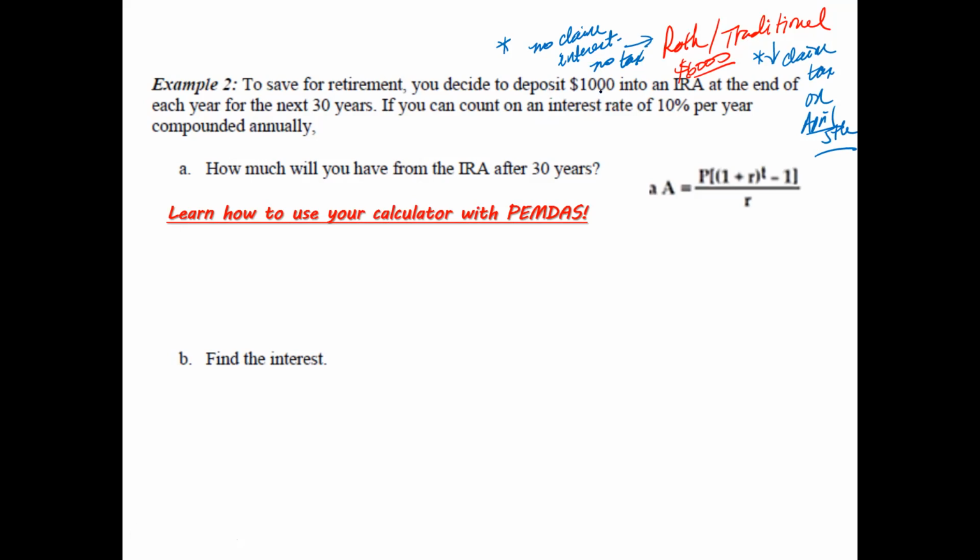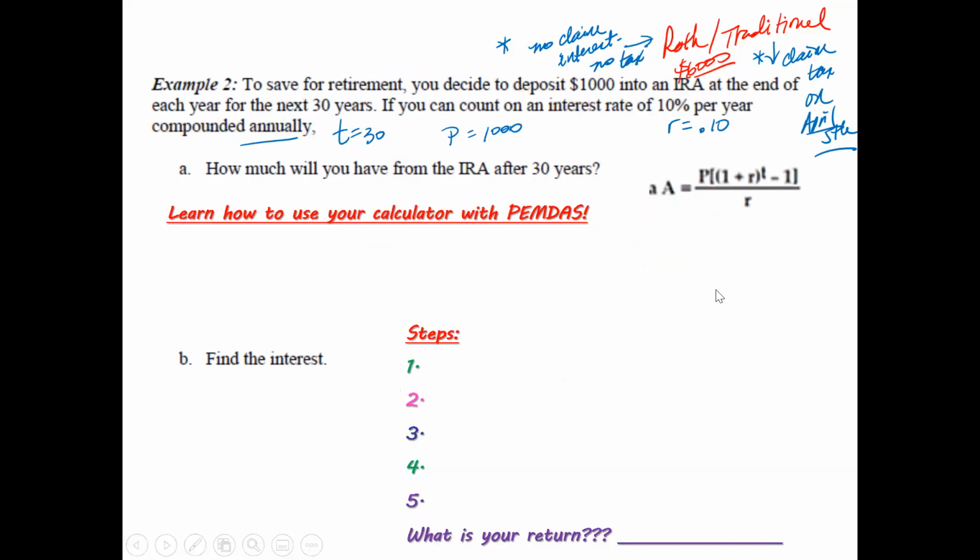Okay, so you're going to deposit $1,000. If you can count on interest of 10% per year, compounded annually for the next 30 years, and your principal is $1,000. Okay, so let's go ahead and do that. And there are several steps here. Okay, so step number 1.